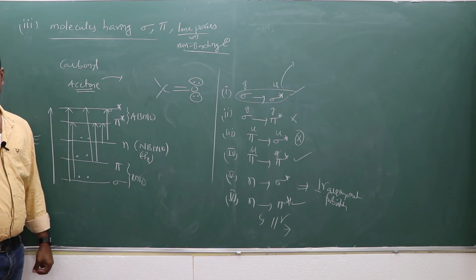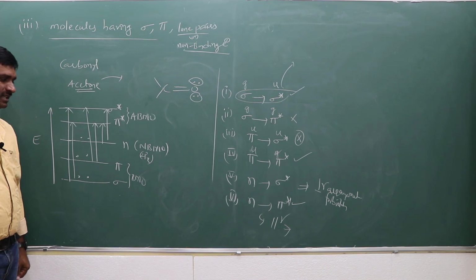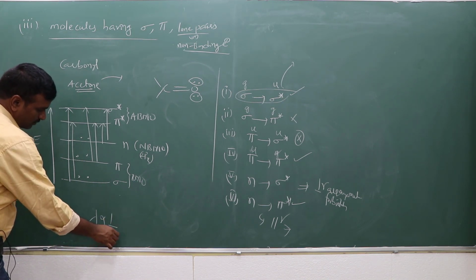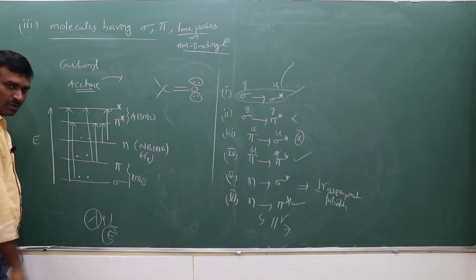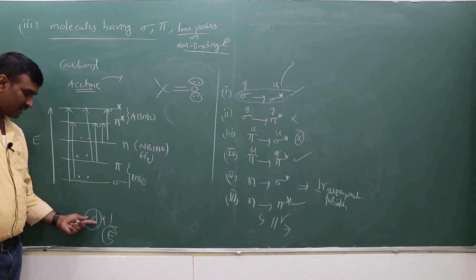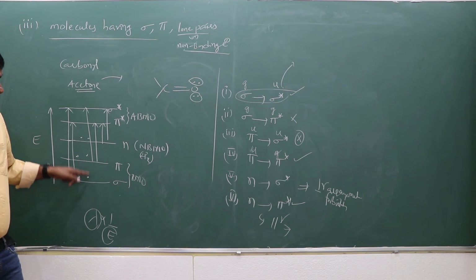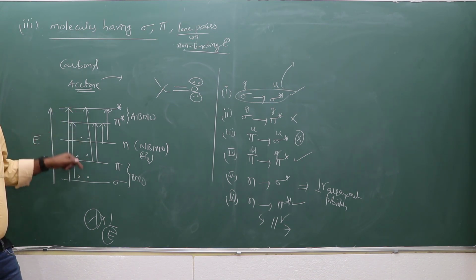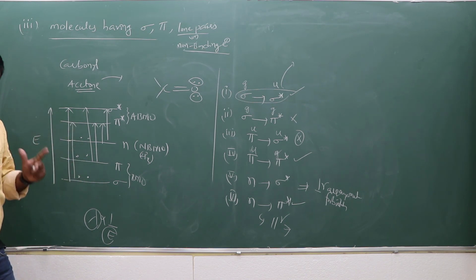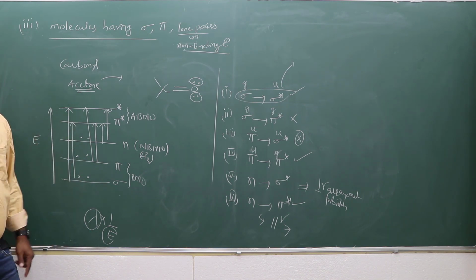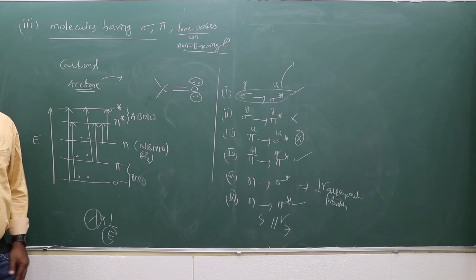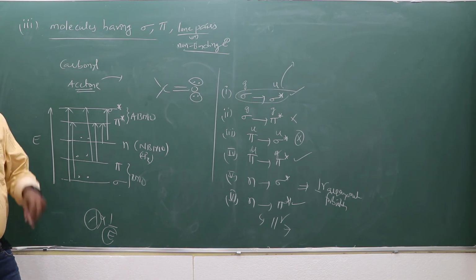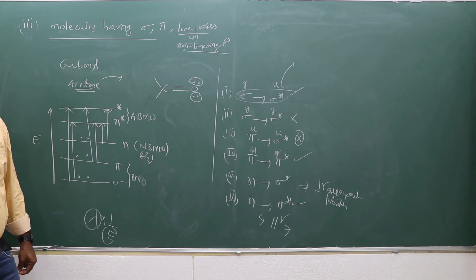Very low wavelength cases, because lambda is inversely proportional to the energy. More energy means lower wavelength; less energy required means higher wavelength. So sigma to sigma star has a large energy gap. If this energy is available at a very low wavelength, it may fall in the far UV or vacuum UV range. So it is possible only in far or vacuum UV ranges.